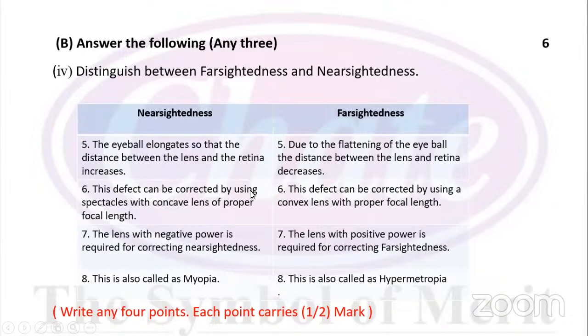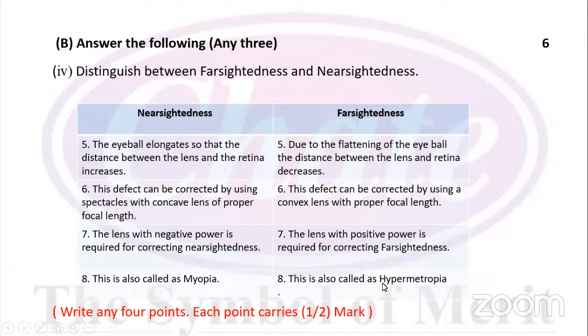Nearsightedness can be corrected by using spectacles with a concave lens of proper focal length. And farsightedness can be corrected by using a convex lens with proper focal length. You can see that a lens with negative power is required for correcting nearsightedness, and a lens with positive power is required for correcting farsightedness. This is also called myopia, and this is called hypermetropia.